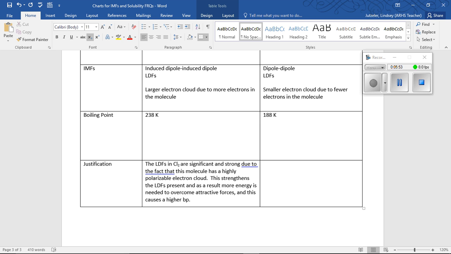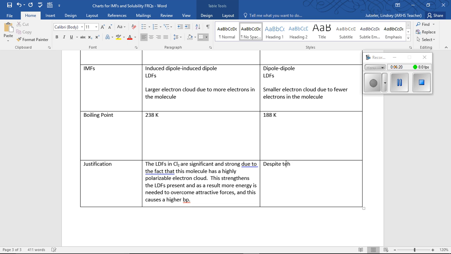So because the cloud of Cl2 is more polarizable, its LDFs are more significant, which means there are more and stronger forces of attraction between the Cl2 molecules. So in order to boil, more energy has to be put in to overcome those LDFs, and as a result, that drives up the boiling point, okay?